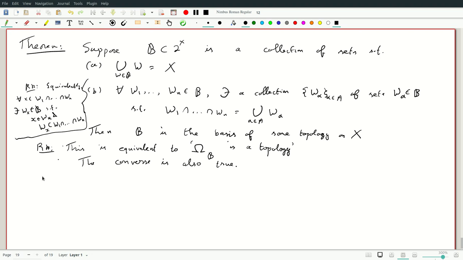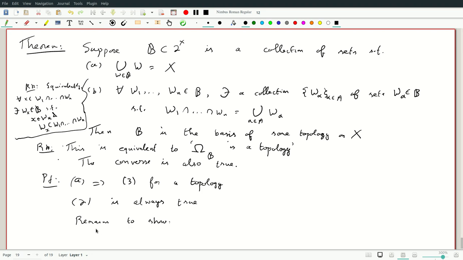Okay. So let's recall the proof. A implies the condition 3 for a topology. So at least locally, I'll assume that you know the numberings. We have used them a lot. And 2 is always true. That's what we just saw. Okay. It remains to show that B implies 1.